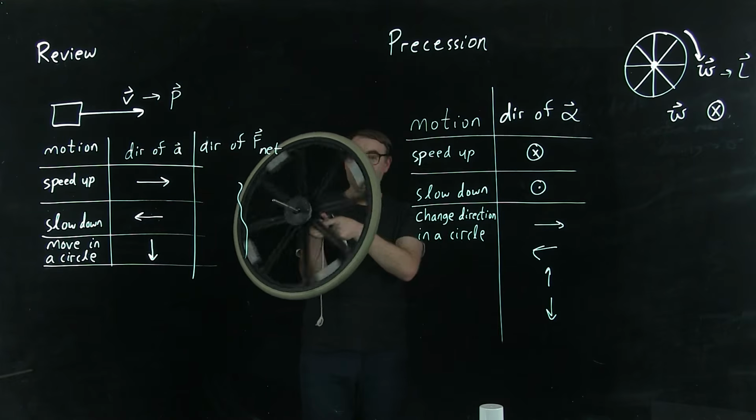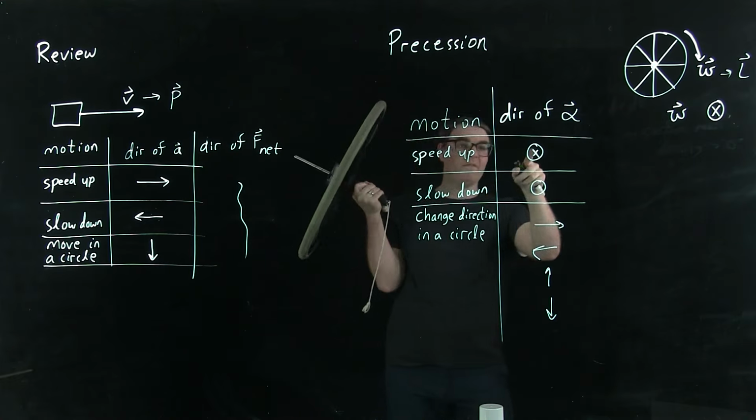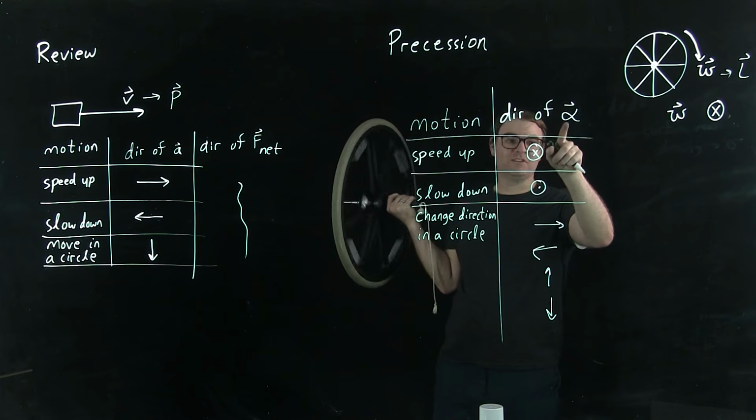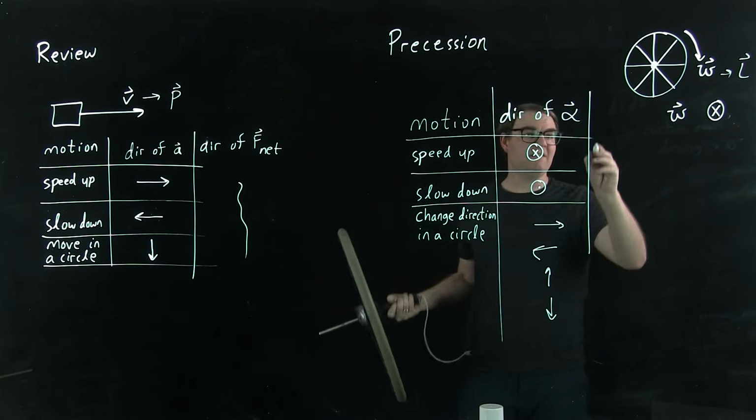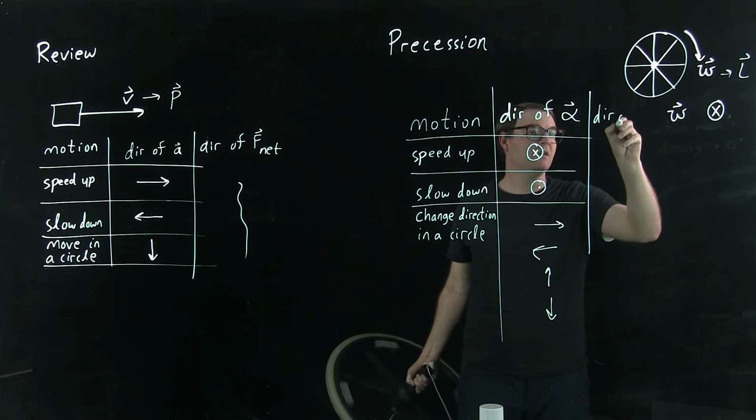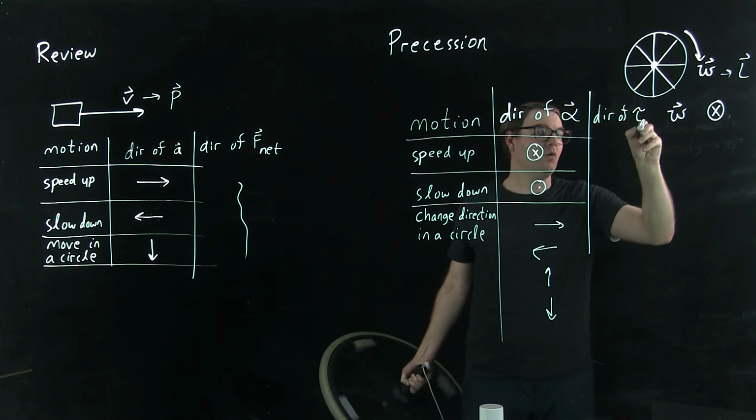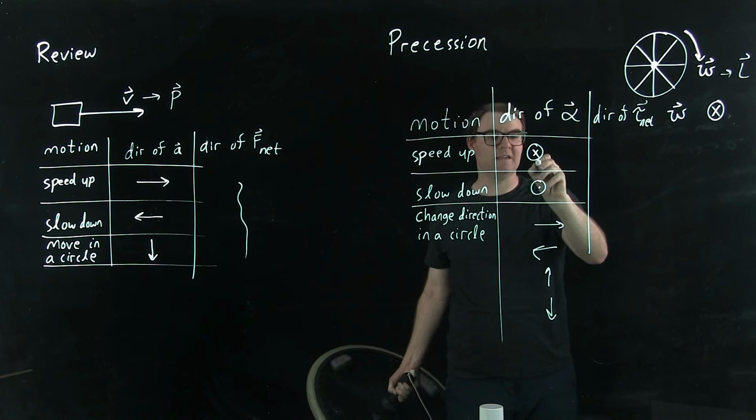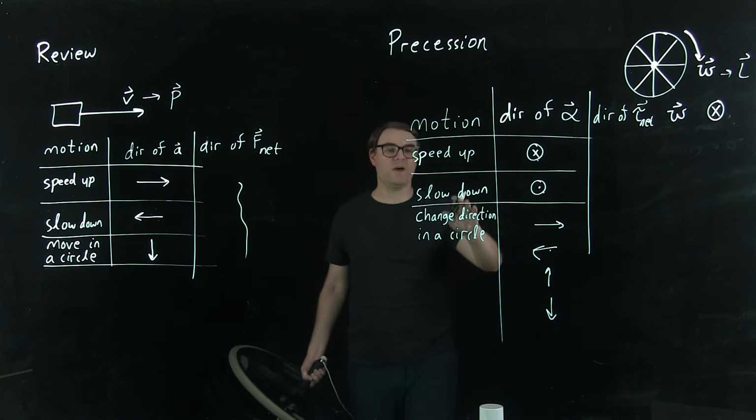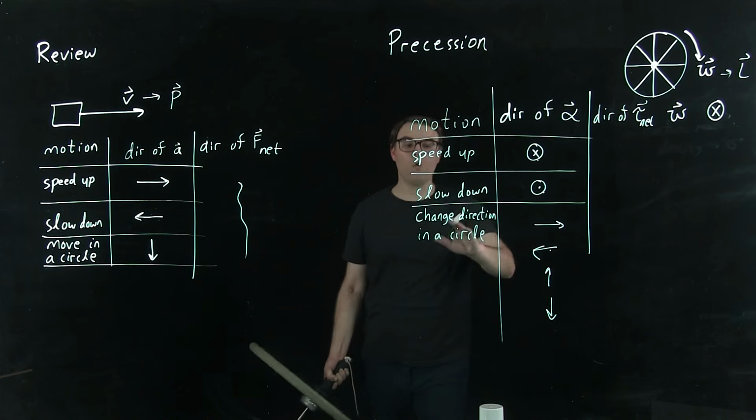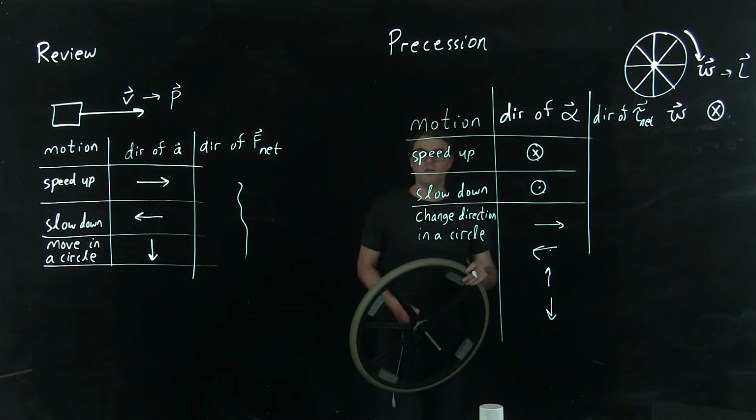And then I could change that angular momentum by having an appropriate angular acceleration, which again, by analogy, would mean that I would need the direction of the net torque to point in just the way that these vectors do if I want to speed up, slow down, or change the direction of the angular momentum.